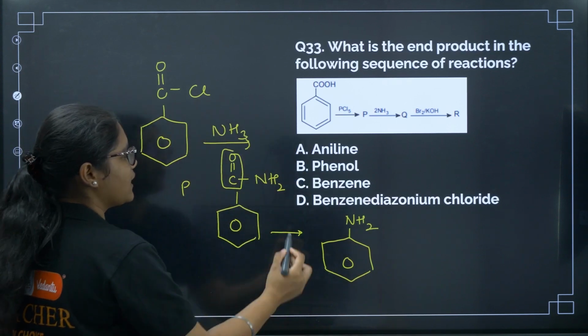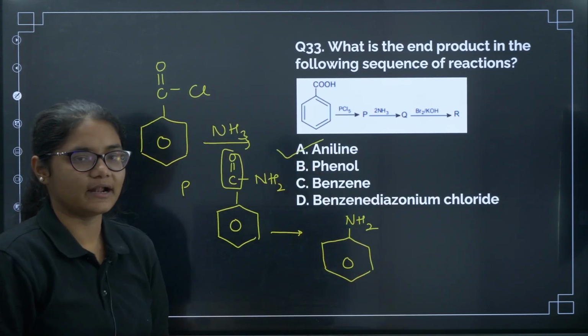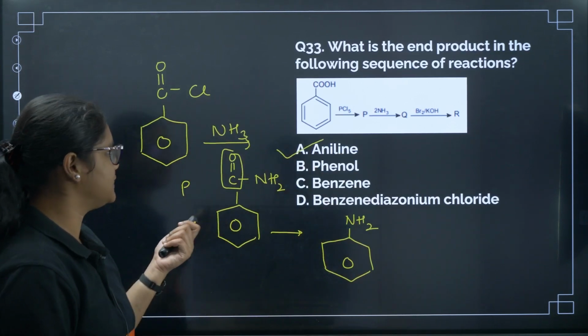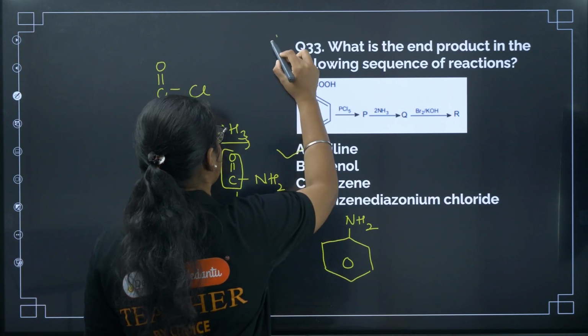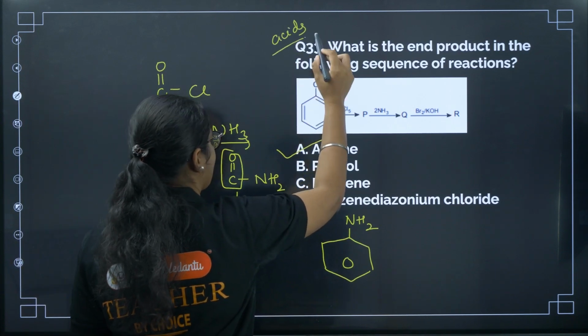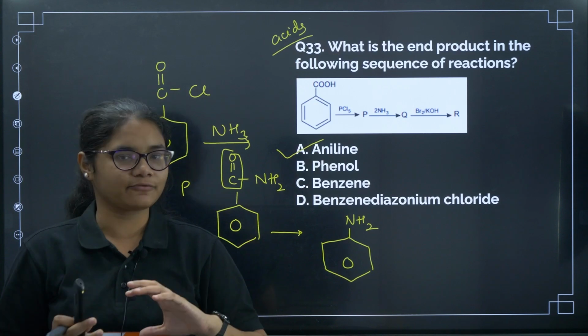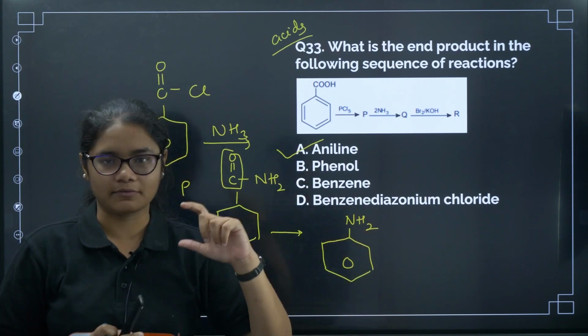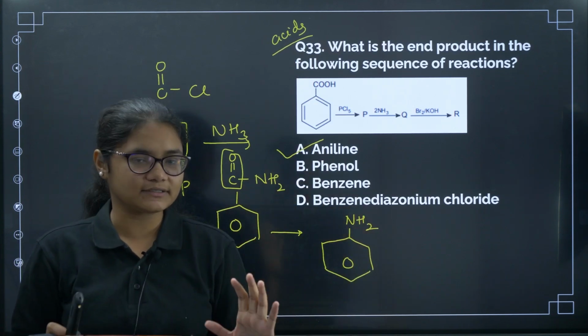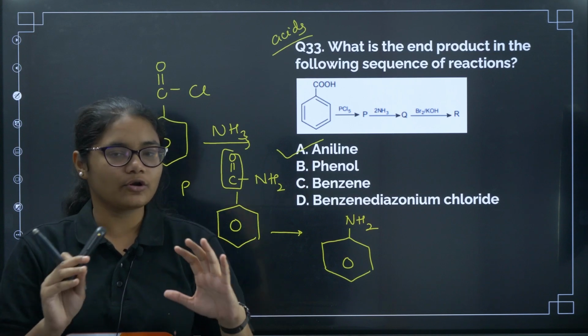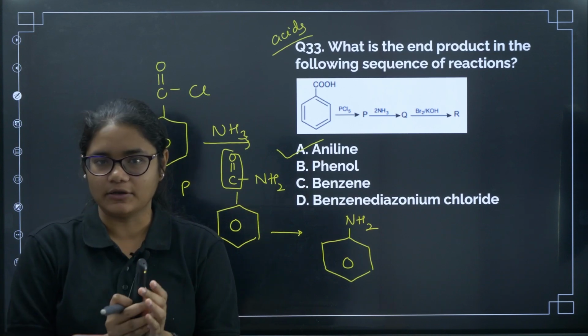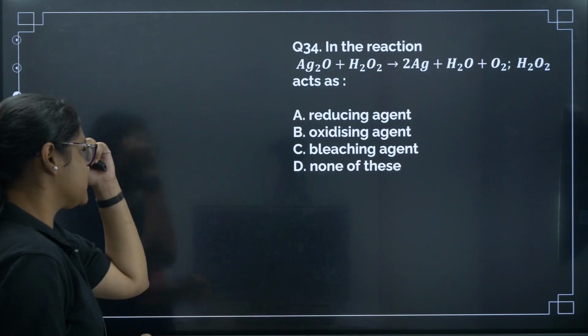Okay, so the correct answer for this question will be aniline, that is option number A. Very easy question. You can tell from your acids chapter, acids reactions and amines reactions. In organic chemistry you will get a mixture of questions, like one reaction from this chapter, one reaction from another chapter. So that is why you should be very, very thorough with all the reactions that are present in your organic chemistry. Okay, next question number 34.